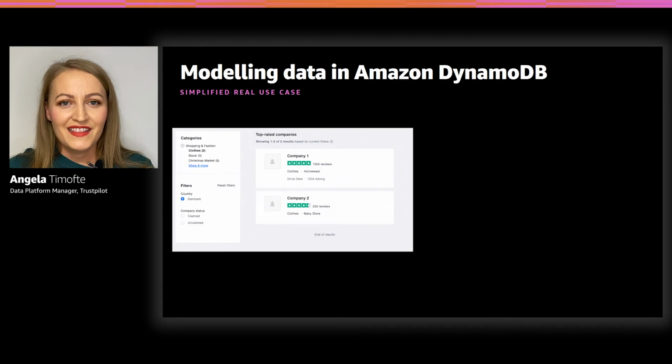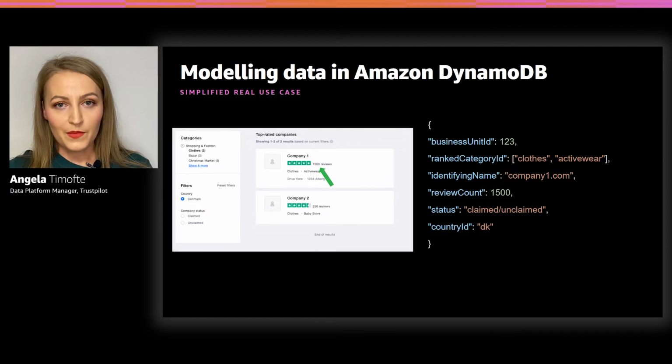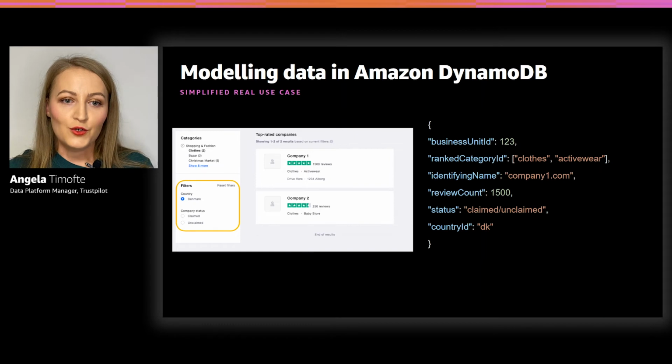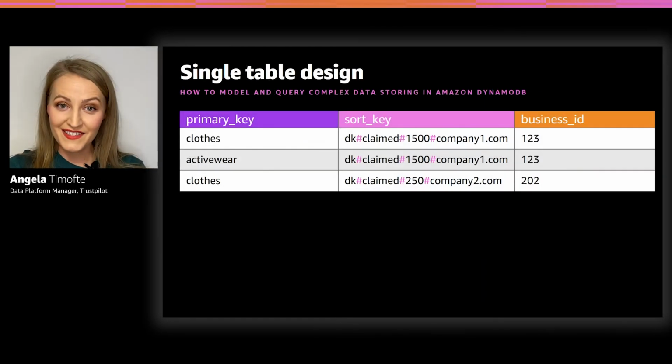First of all, let's look at the data that we want to store. For an object, we'll have a business unit ID, and we'll have a list of ranked categories because a business can be in one or multiple categories. Then we'll have an identifying name, a review number, the status and the country. So now let's see how we are going to model all of this in DynamoDB. Well, as simple as this.